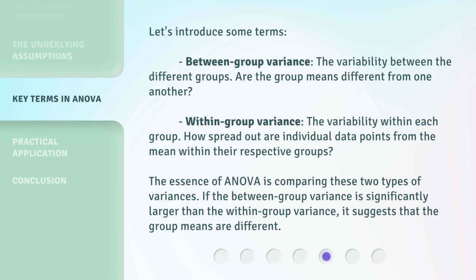Let's introduce some terms. Between group variance, the variability between the different groups. Are the group means different from one another? Within group variance, the variability within each group. How spread out are individual data points from the mean within their respective groups? The essence of ANOVA is comparing these two types of variances. If the between-group variance is significantly larger than the within-group variance, it suggests that the group means are different.